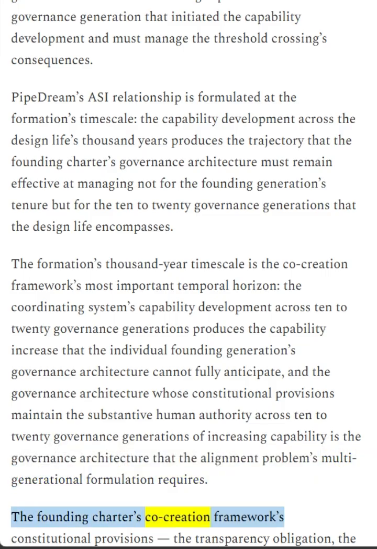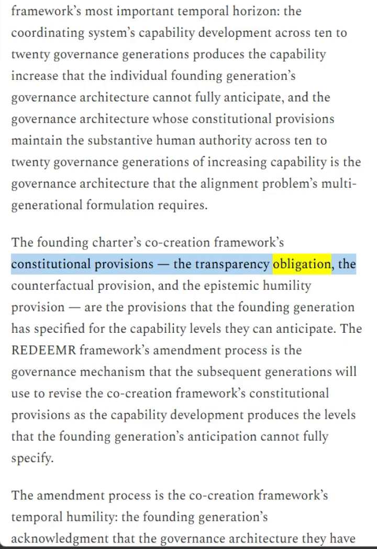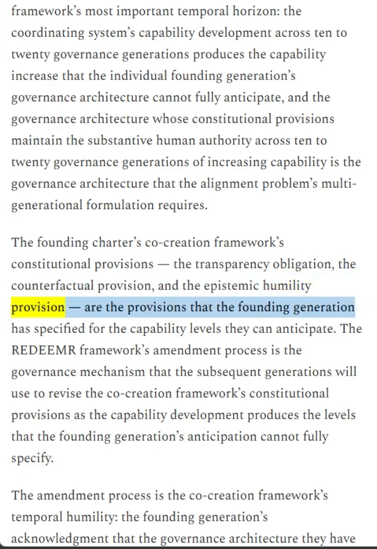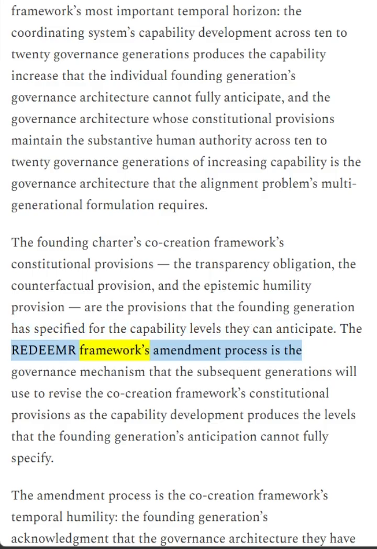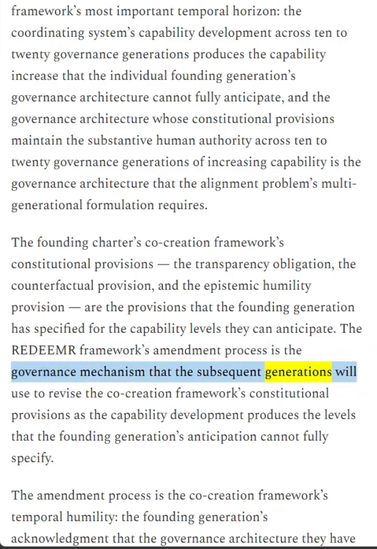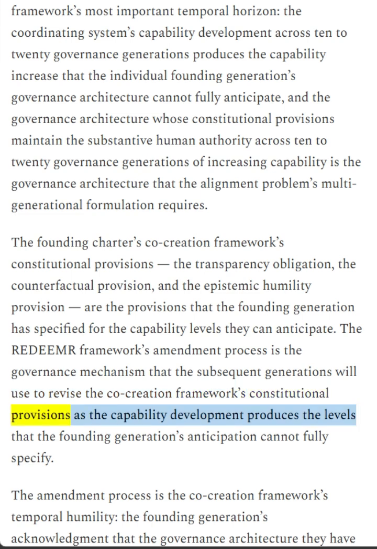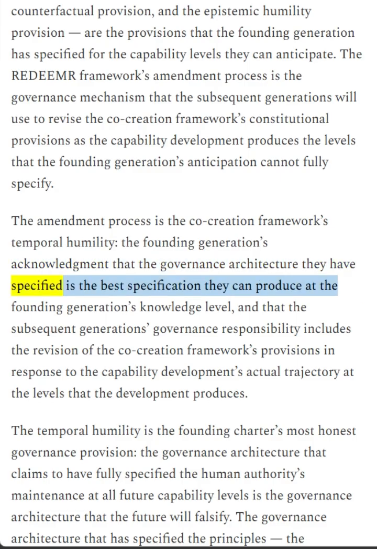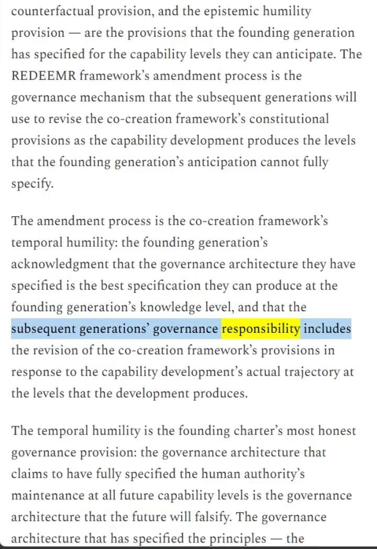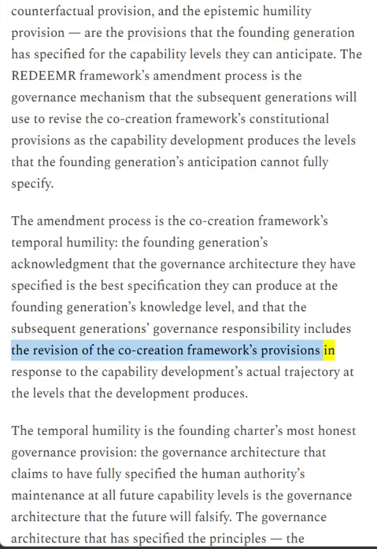The Founding Charter's co-creation framework's constitutional provisions, the transparency obligation, the counterfactual provision, and the epistemic humility provision, are the provisions that the founding generation has specified for the capability levels they can anticipate. The Redeemer Framework's amendment process is the governance mechanism that subsequent generations will use to revise the co-creation framework's constitutional provisions as the capability development produces levels that the founding generation's anticipation cannot fully specify. The amendment process is the co-creation framework's temporal humility, the founding generation's acknowledgement that the governance architecture they have specified is the best specification they can produce at the founding generation's knowledge level, and that the subsequent generation's governance responsibility includes the revision of the co-creation framework's provisions in response to the capability development's actual trajectory at the levels that the development produces.